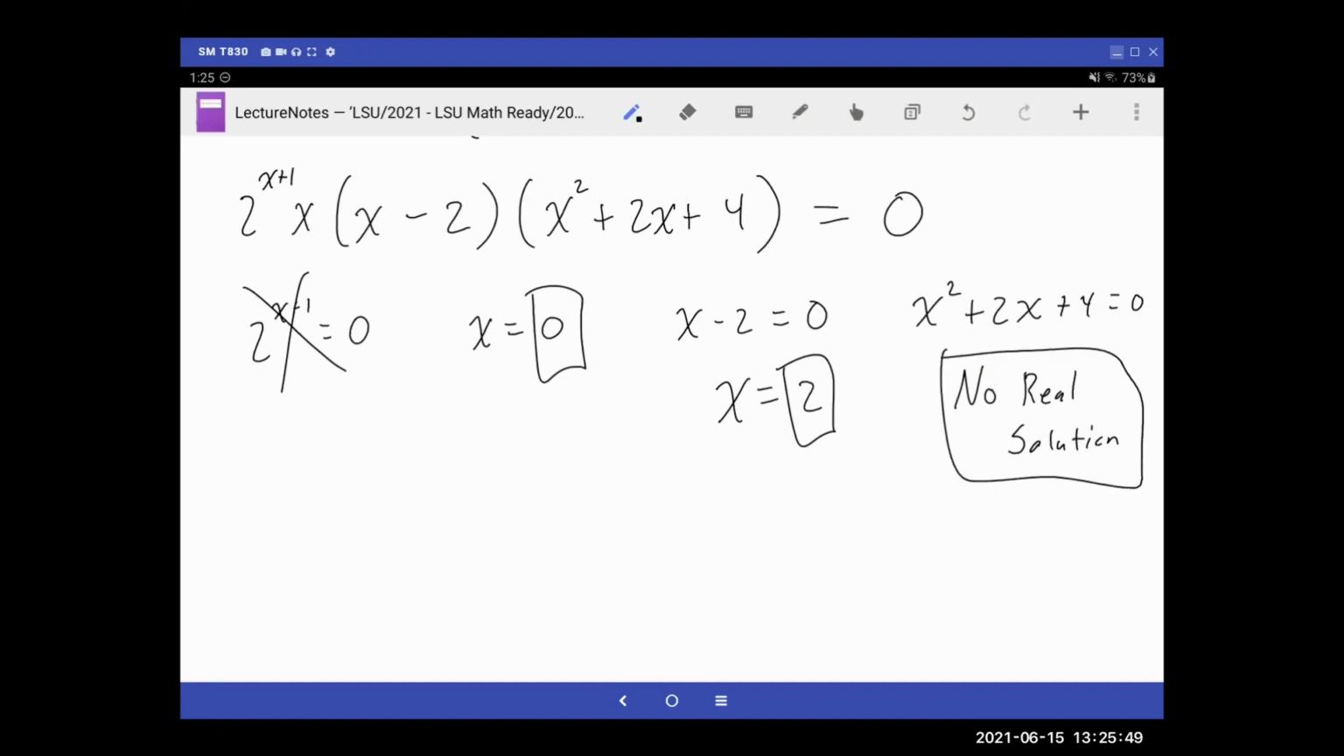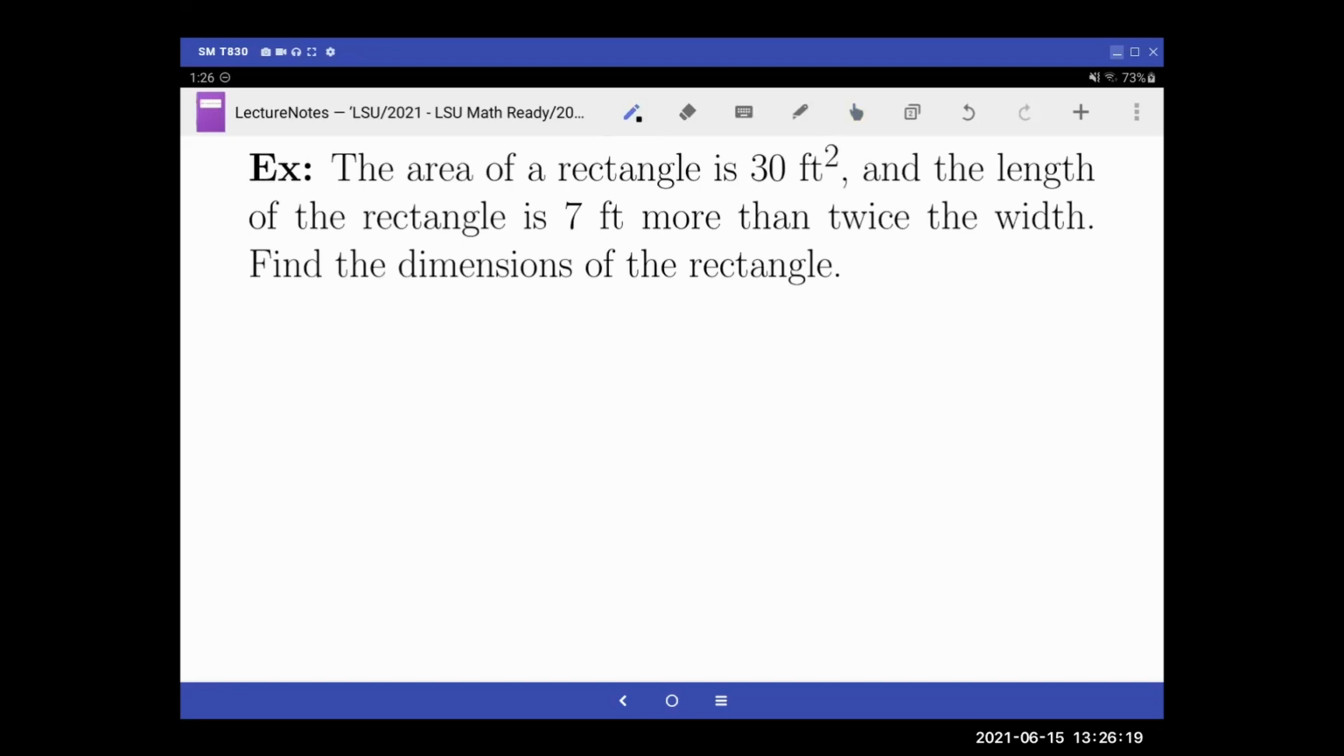Okay, you could use the quadratic formula to figure that out and get a complex solution, but I'm pretty sure we're supposed to avoid that in this section. Okay. Let's do this one because it's different enough.